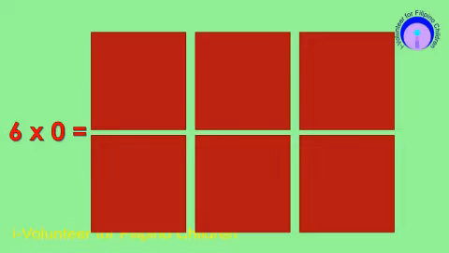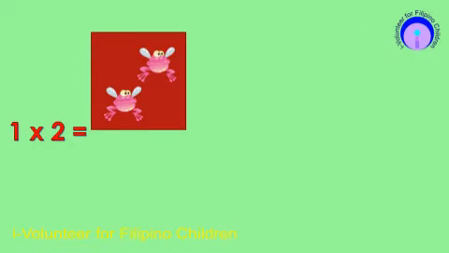How about this one? 6 times 0 is equal to what number? Bakit 0 ang multiplier? It's because there is no object inside the group. When a number is multiplied by 0, it is always 0. What does it mean by 1 times 2? It means there is one group with 2 members each. Therefore, the product of 1 times 2 is equal to 2.